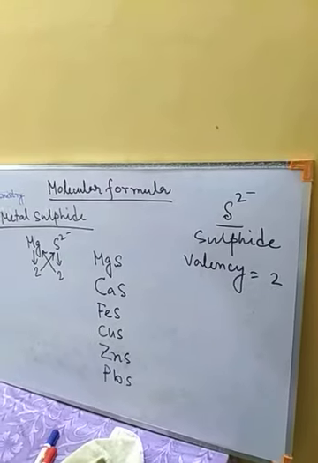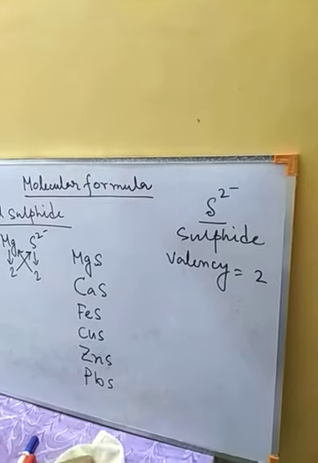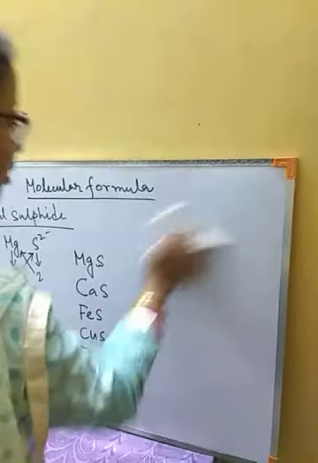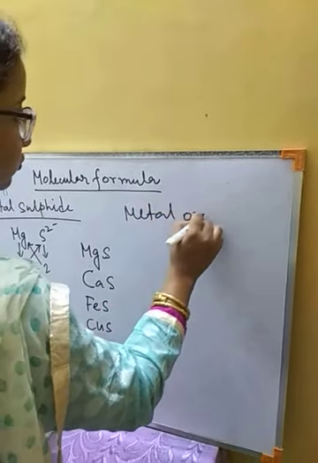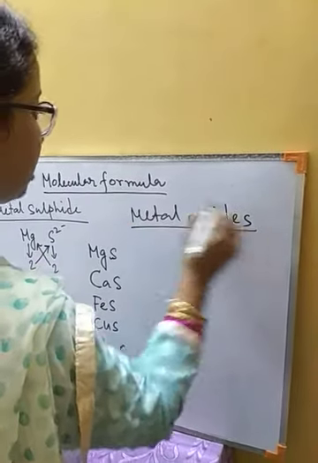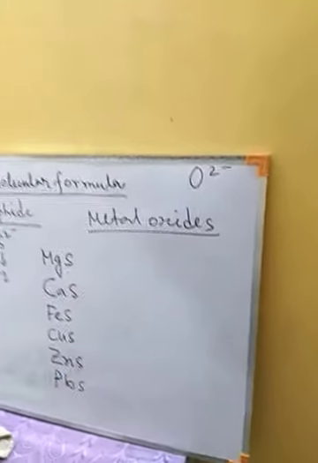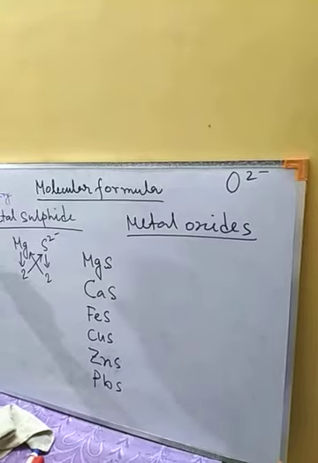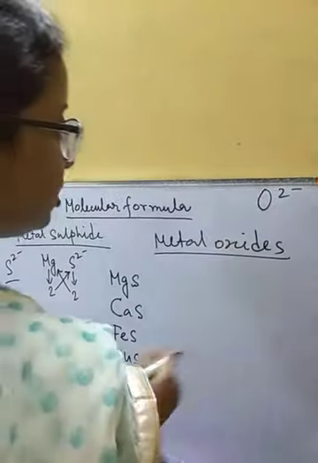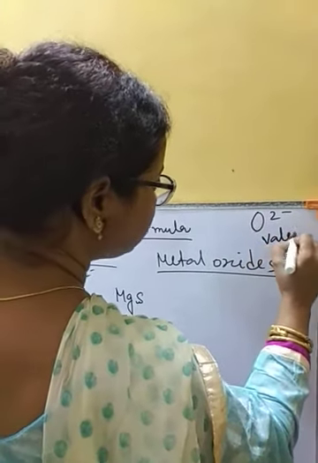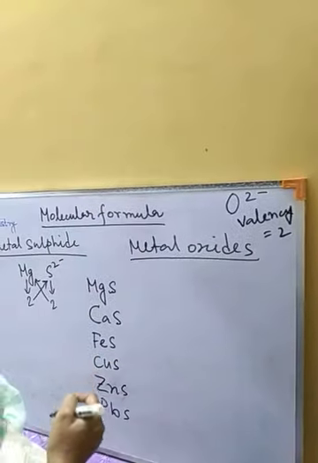Now in this manner, if we want to write oxides, let me remove this. On this side we are going to write metal oxides. Oxides are O2 minus, just like sulfide, which we represent as S2 minus. That means the valency of oxygen, which we know is 2, we represent in this manner, O2 minus.